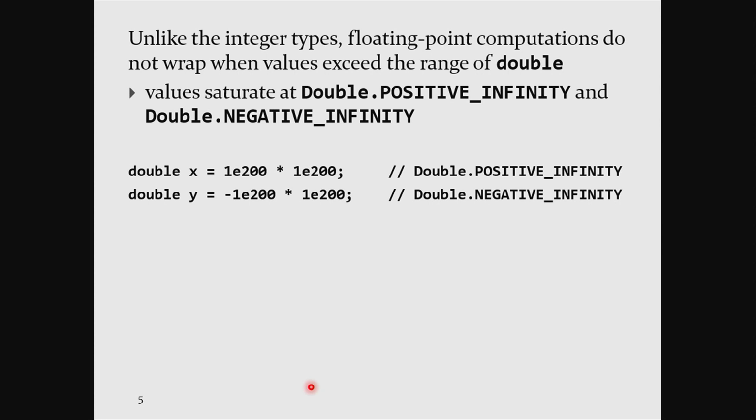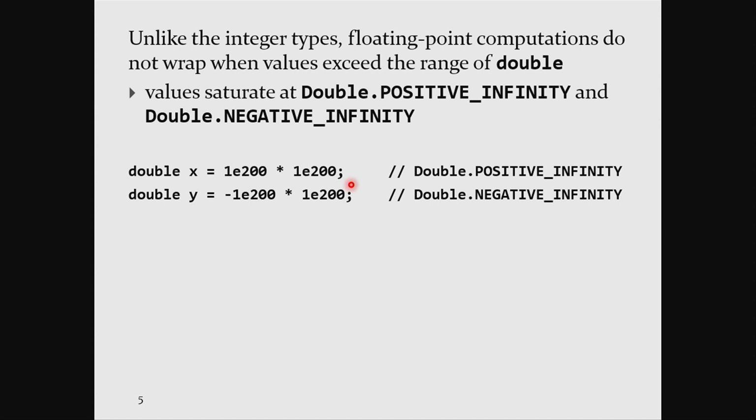Doubles don't do that. Double values saturate at positive infinity and negative infinity. Saturate means the result becomes double positive infinity, and that's it. You can't go any higher than that. So if you take 10 to the power 200 times 10 to the power 200, that's bigger than double max value, so you end up with the answer double positive infinity.